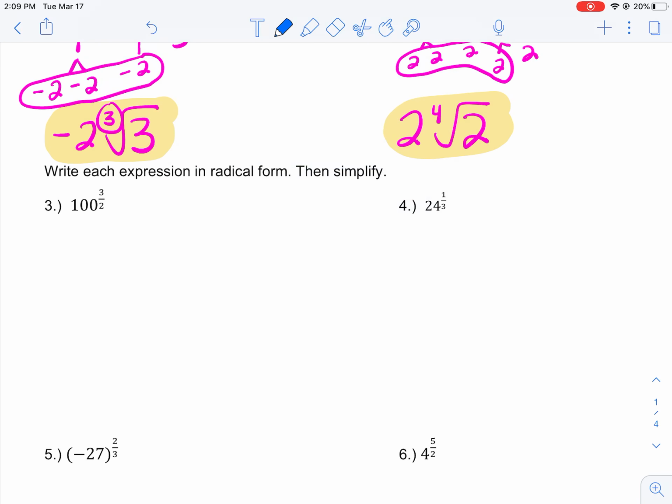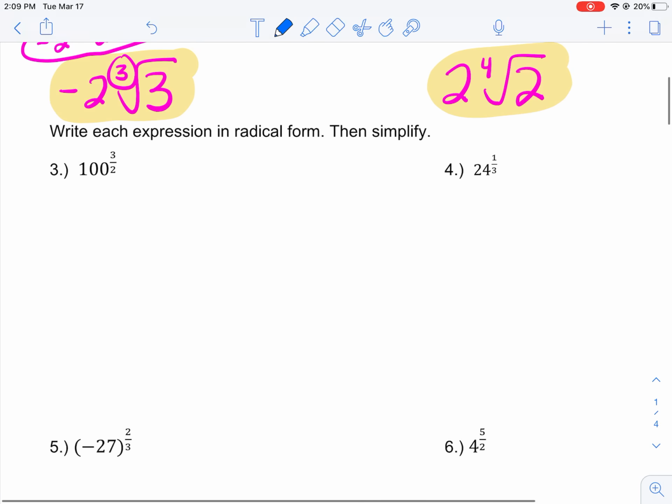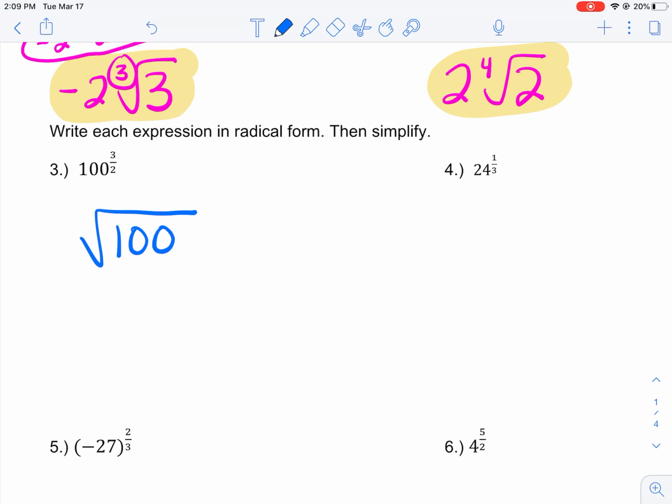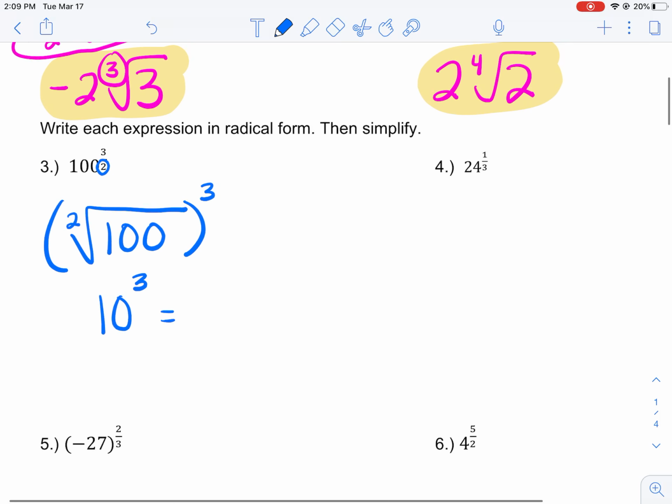All right, so then in the second video, I showed you how to change an exponent to radical form. So 100 to the 3 halves power. We're going to start by making a root and putting a 100 as the radicand. The denominator 2 goes in the index, or goes in the nook. That's called the index. And then the 3 on top means we're going to take our answer and cube it. Okay, so the square root of 100 is 10. And then 10 to the third power is 1,000.